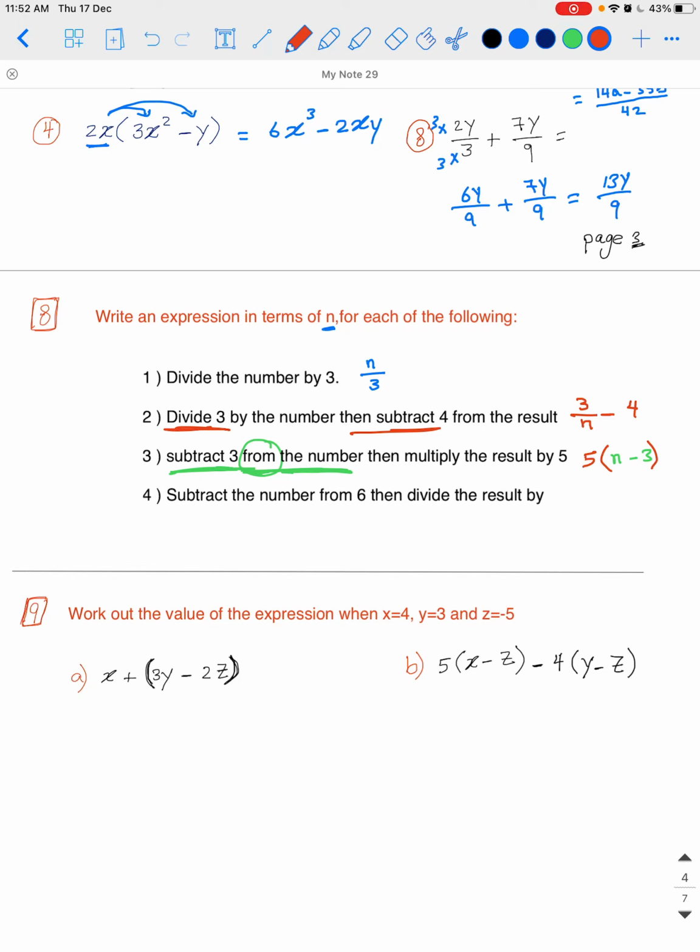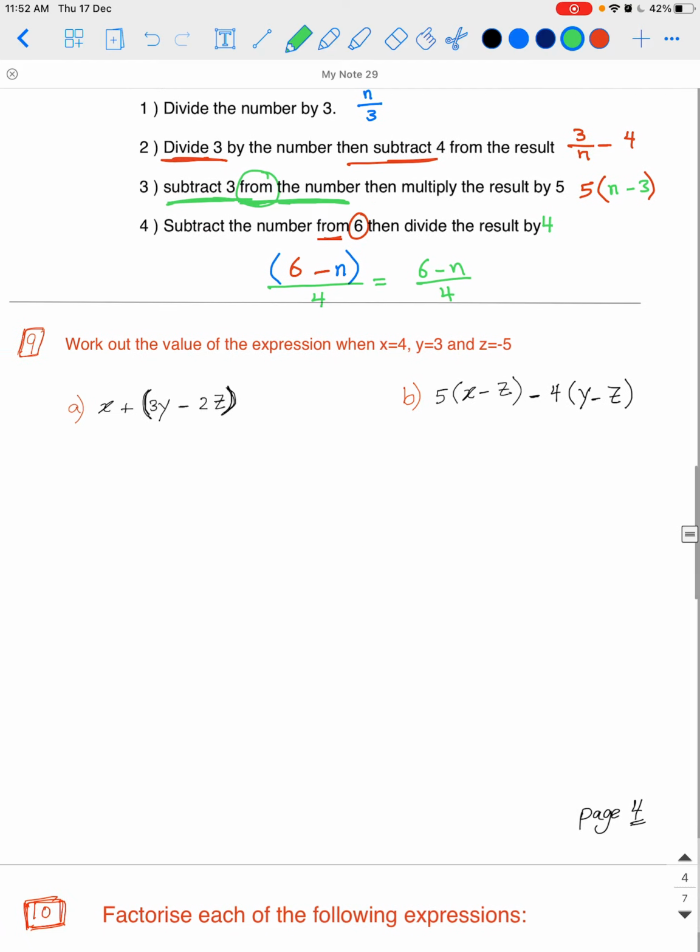The last one, subtract the number from 6. What comes after from? It's a 6. So it's a 6 minus the number. So it will be n. Close the bracket. And then he said divide the result by, I forgot to write here a number. Divide the result by 4, for example. So it will be 6 minus n divided by 4. You can add the bracket or you can remove it. It's the same. Okay? Next one.